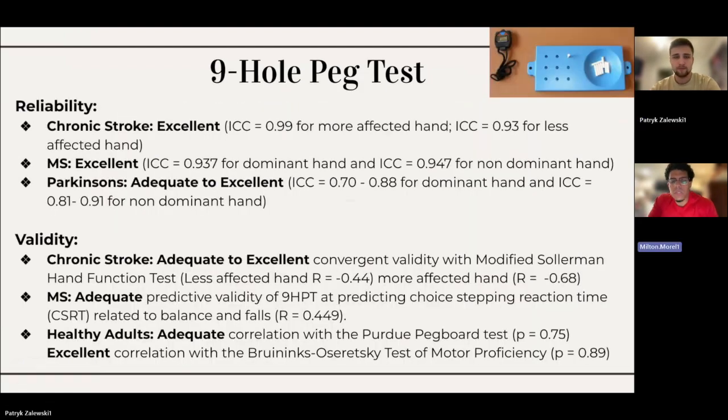And now, what's the reliability for this test? It turns out individuals who've been diagnosed with either CVA or MS, it was deemed to be excellent, while individuals who were diagnosed with Parkinson's, it's anywhere from adequate to excellent. And the validity for individuals with CVA, it's anywhere from adequate to excellent. And for MS, it's adequate. And for any healthy adult, it could be anywhere from adequate to also excellent.